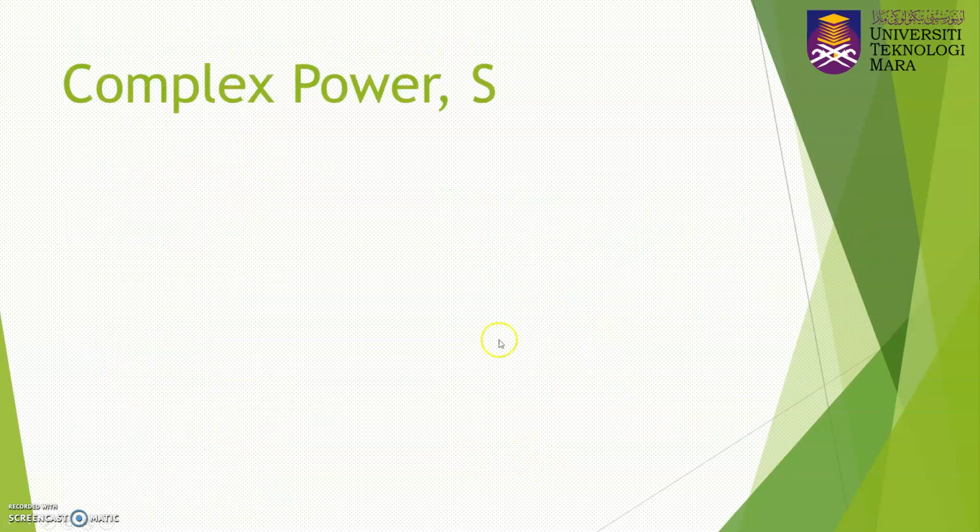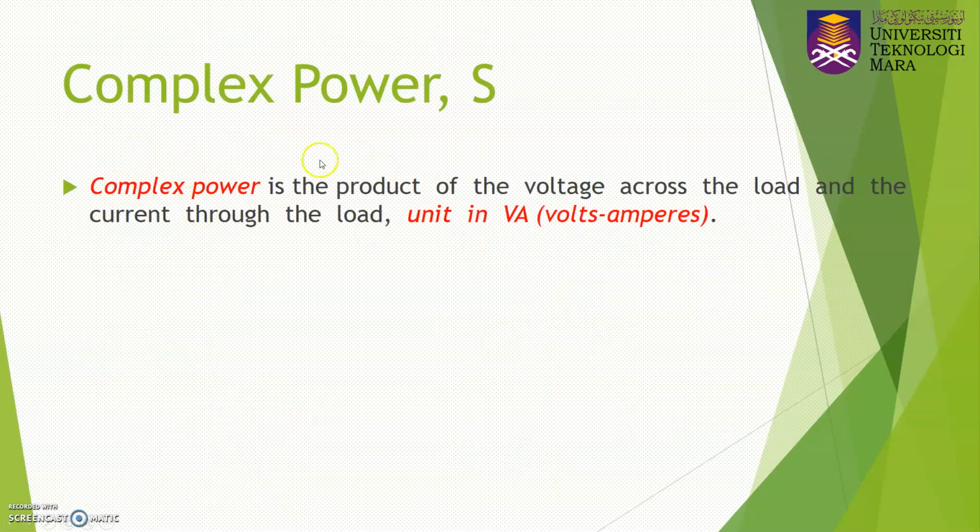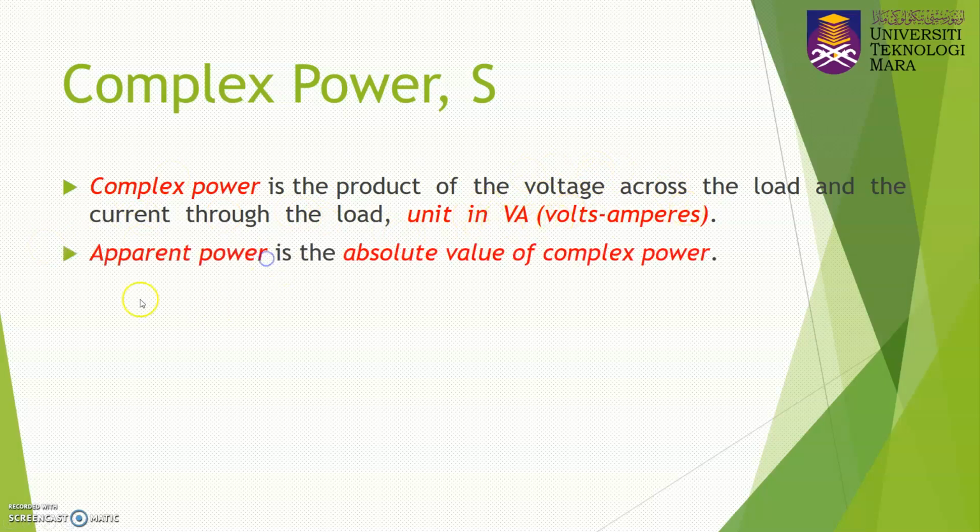So next we go to the complex power S. The complex power is actually the product of the voltage across the load and the current through the load. So V multiplied with I. That's why the unit is volt-ampere, VA. And the apparent power is actually the absolute value of the complex power, meaning your apparent power S will be equal to the amplitude of the complex power. And then the apparent power will be equal to IV.